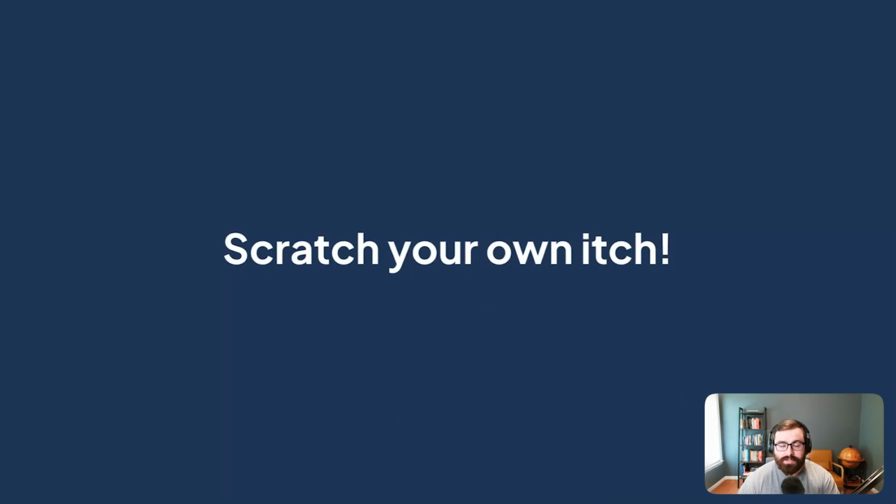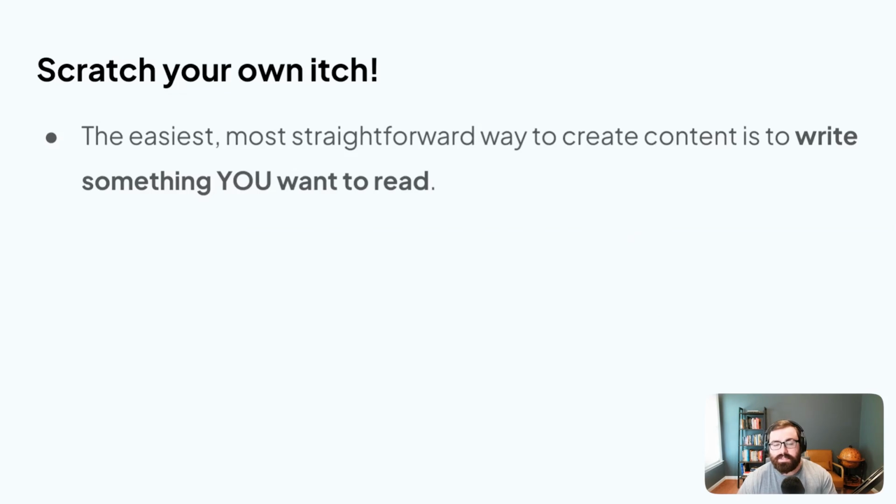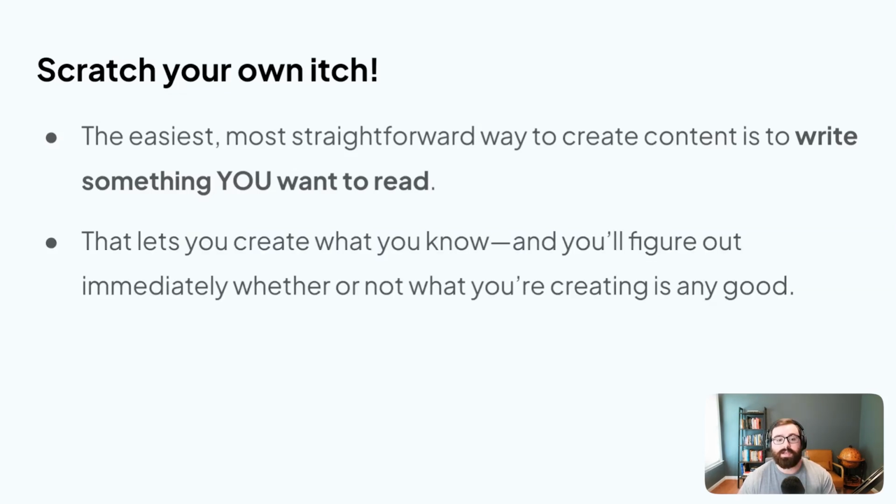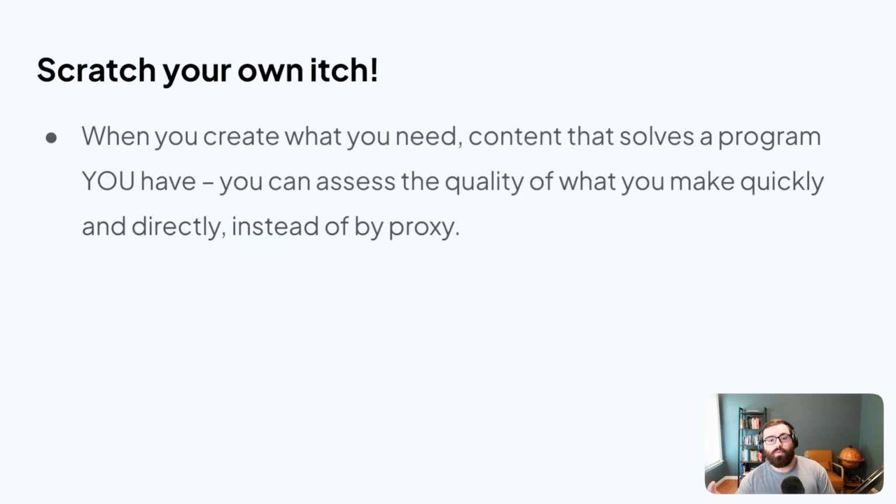And one of the best ways to pick a niche is just to scratch your own itch and solve your own problem. The easiest, most straightforward way to create content is to write what you want to read. That lets you create what you know, and you'll figure out immediately whether or not that content is any good, okay? When you create what you need and that content solves a problem that you actually have, you can assess the quality of what you publish quickly and directly instead of by proxy or instead of trying to get feedback from someone else, okay?